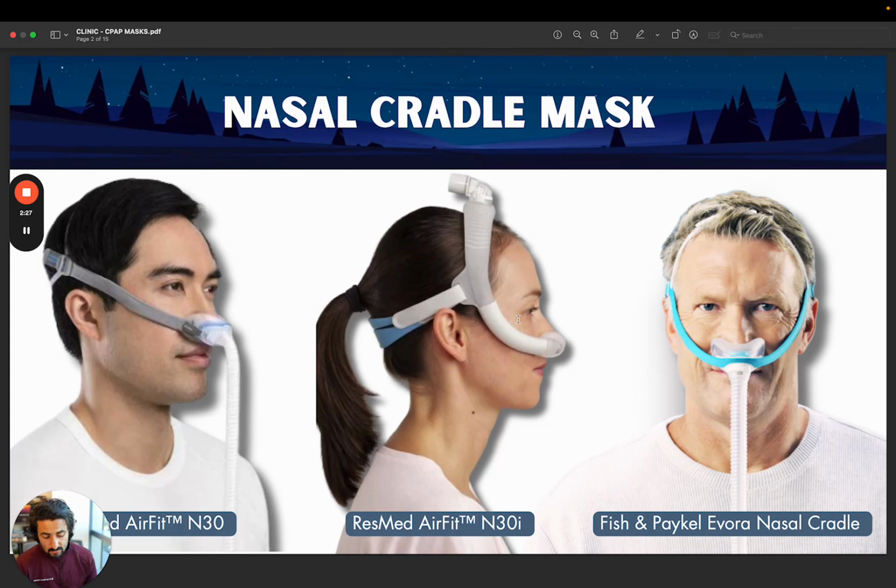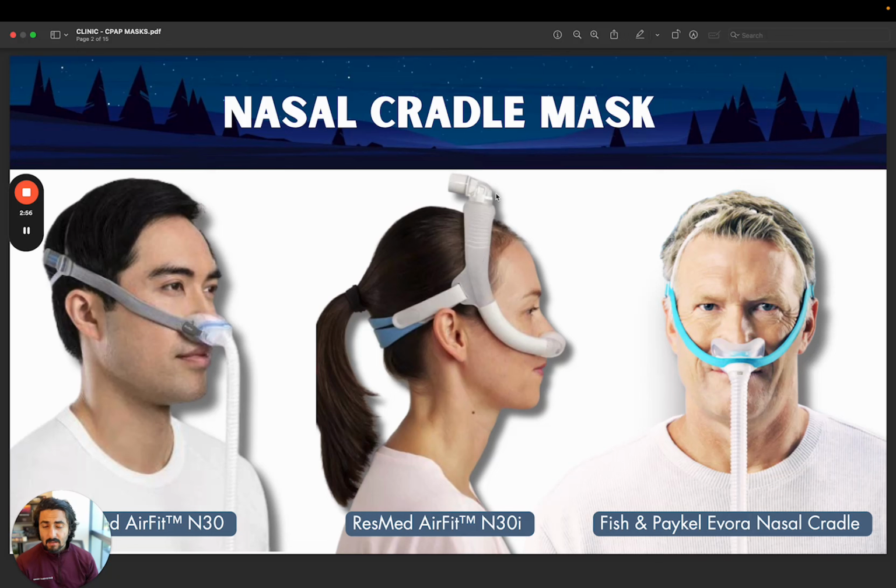So let's talk about these different masks. The first one is a nasal cradle mask. This is a mask that sits underneath the nose, and as you can see, it comes in different shapes and sizes. The key distinction is, does the hose come off the top of the head or does the hose come off the front of the face? Some people like it coming off the front of the face or the tip of the nose. Some people like it over the top of the head. I don't have a preference.